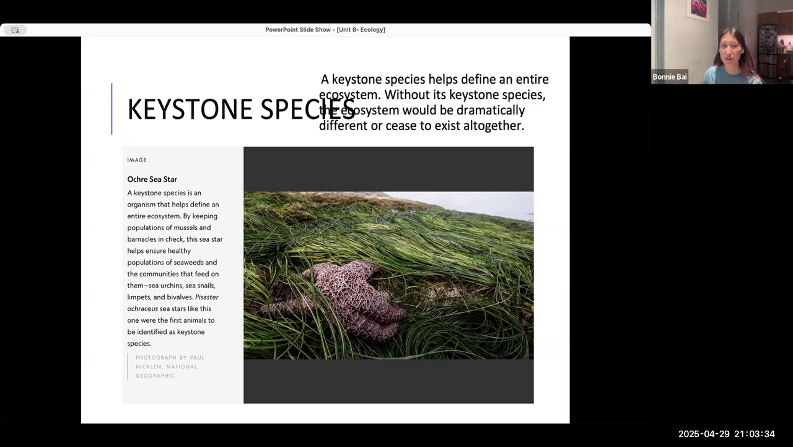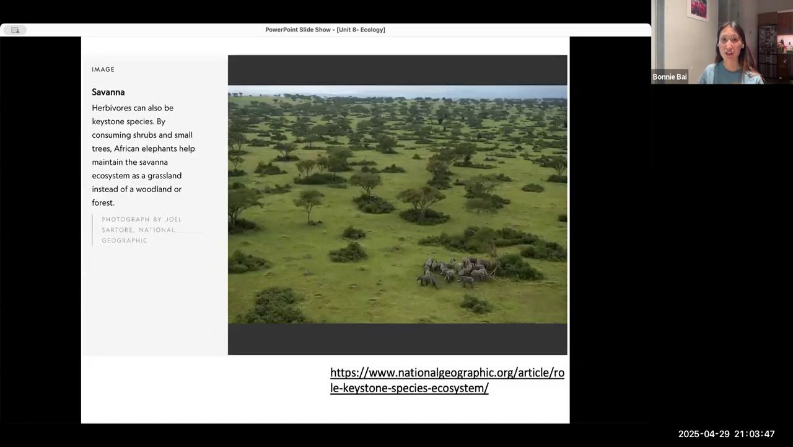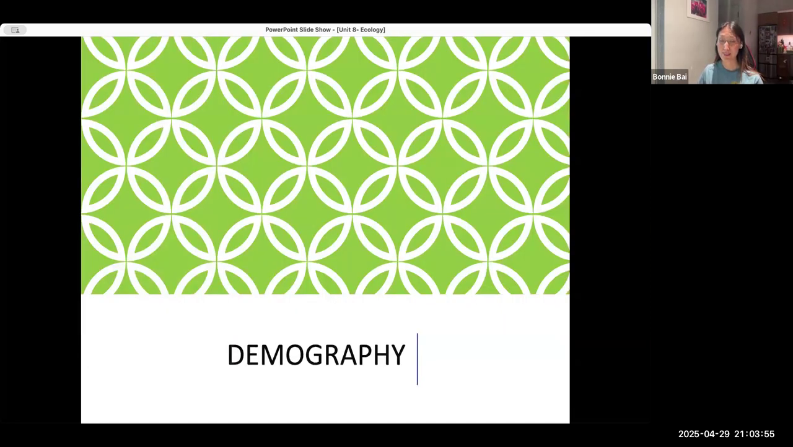So the important thing is to know they're important. They will really mess up the species diversity and species population size if the keystone species are disturbed. Other keystone species, we got some elephants, are keystone species in the savannah. You don't need to know these specific examples, it's more about the concepts.